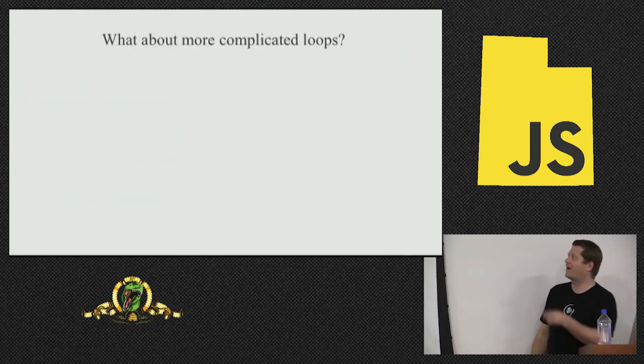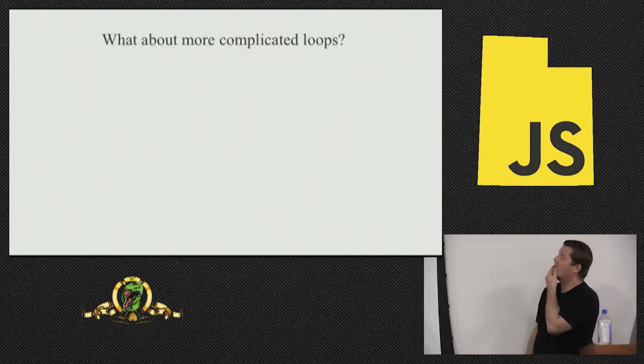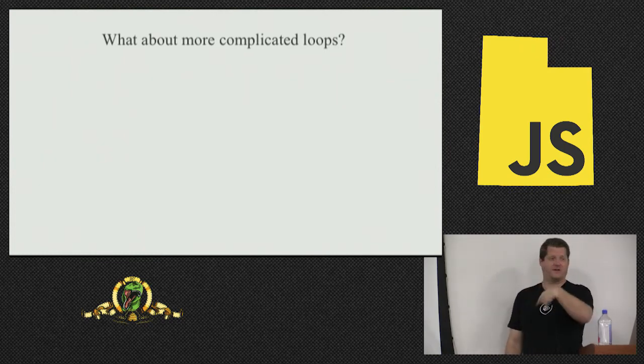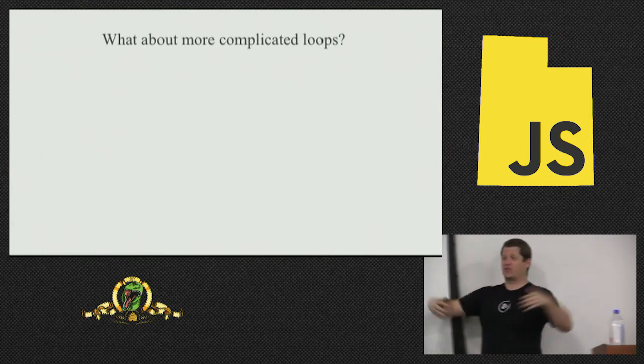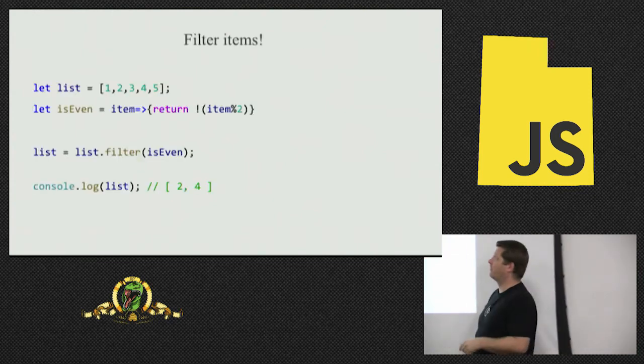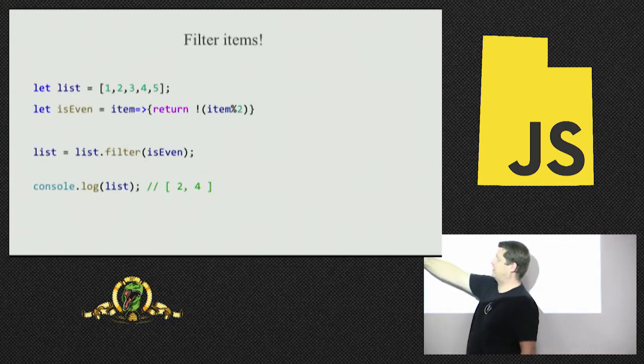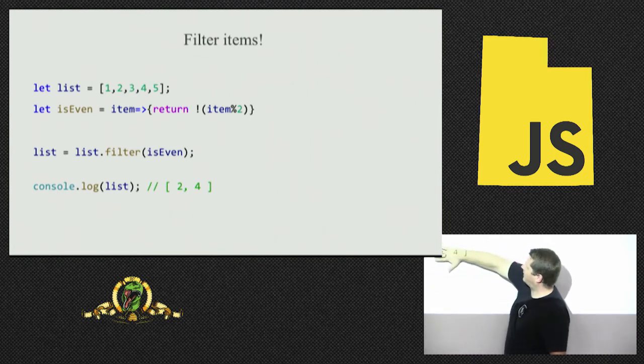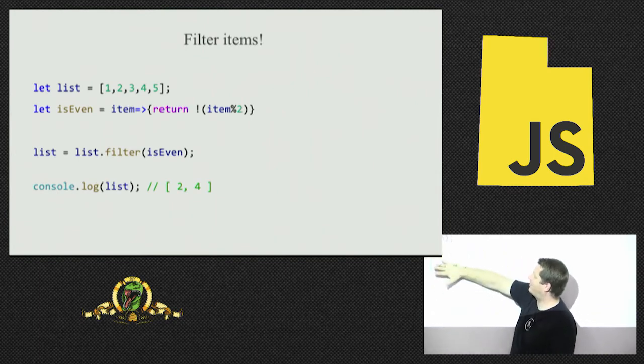All right, so what about more complicated loops? Because not everything is just apply a function, right? Well, guess what? There's a whole suite of these functions, and some of them are pretty cool. All right, so we've got list.filter. Same thing, is even. What does this do? Without even looking, I've put the answer up. I don't know why I did that.